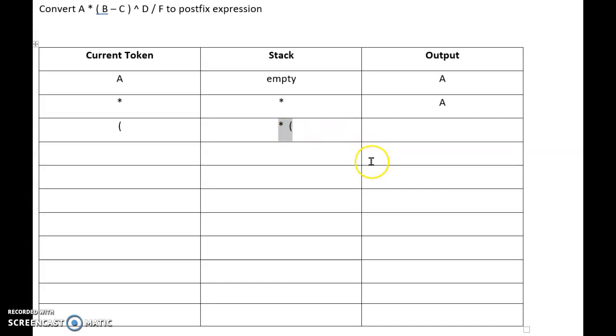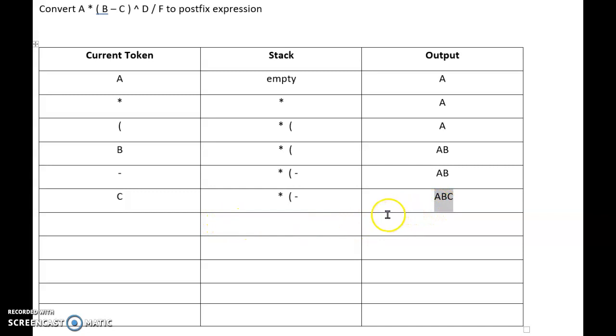Let's keep going. We still have A on our output. The next token is a B, and B does not go on our stack, but these two tokens remain: multiplication and open parenthesis. Now we have AB as the output. Next we have a minus. The stack now has multiplication, parenthesis, and a minus, with the same output. Next we have a C. We push that through, and now we have ABC.